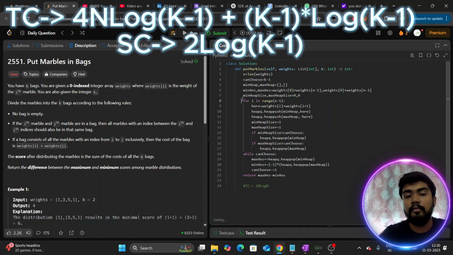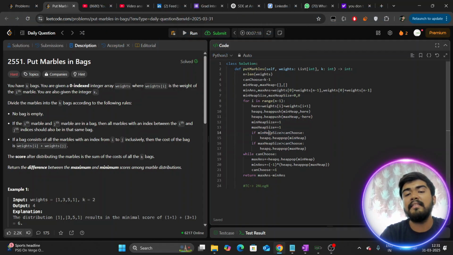This is going to take for sure 2n log n, and if the size is more than my k, then we are also popping. So in one operation we are pushing to both the heaps and popping from both the heaps, and each heap is going to take n log n, so you could say 4n log n, but that is not correct. You can write it as 2n log n, because the pop is only executed when your min heap size is more than k. But you can explain to your interviewer, and if he considers it as 4n log n, we should still be good, because 4 is also a constant factor.